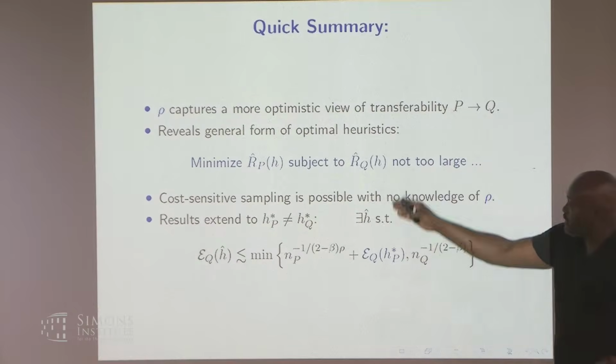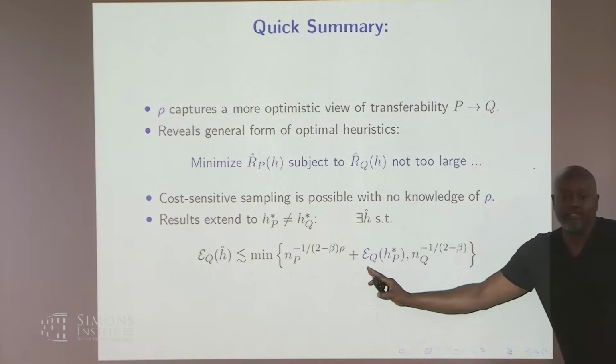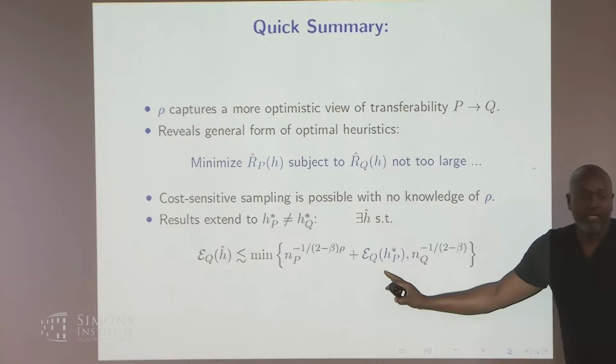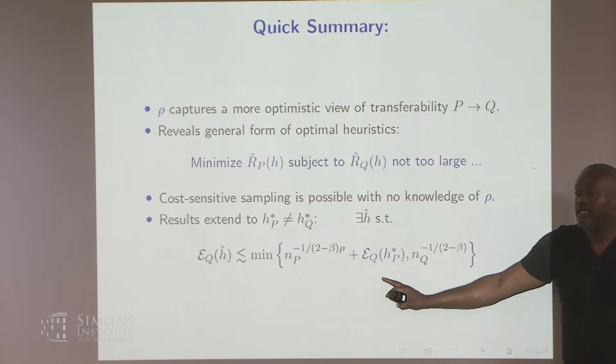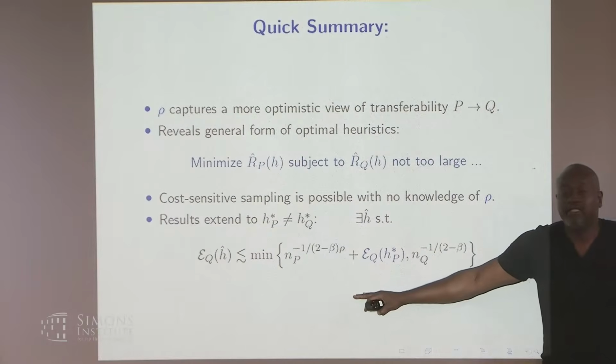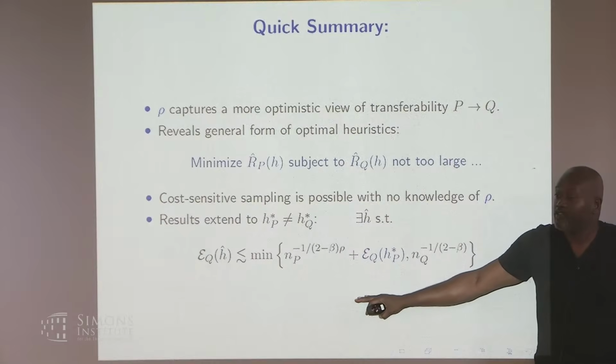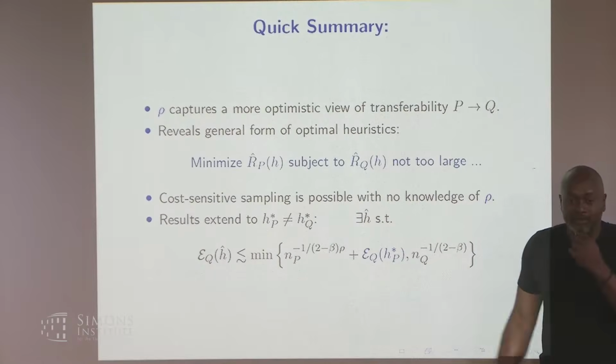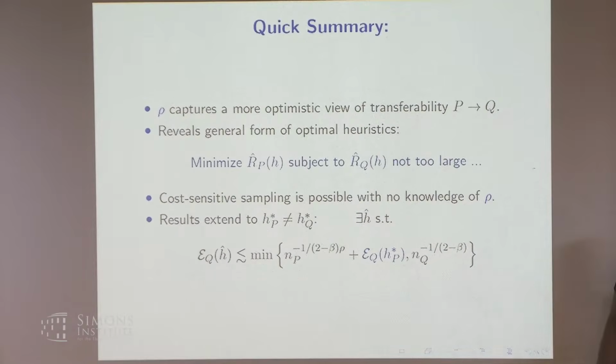So when the H stars are different, this is the additive term you get into. And then part of what we try to understand is, is it avoidable? It turns out it's not avoidable. Then later on, it turns out that under some nice situations, it can still be avoided, but I don't have time to talk about that.